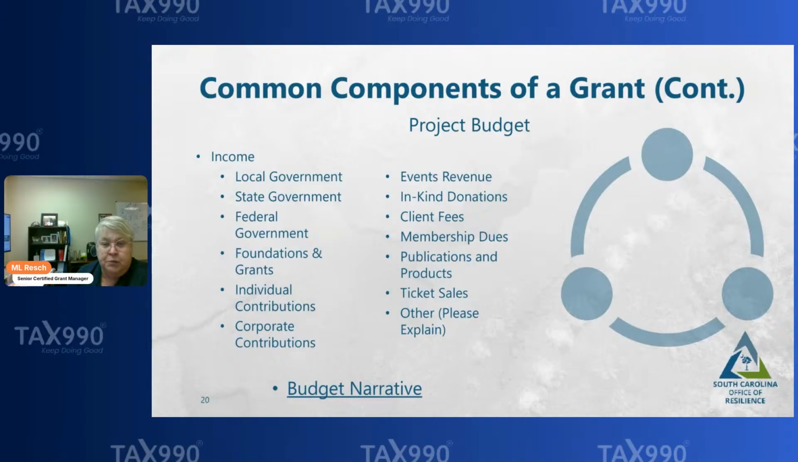Publications and products. Do you produce, say, the local or state press association's annual press guide that they sell to the community? Ticket sales, we've talked about that. And anything else you can think of. Not everything is going to be, as I said, in your budget. But I do want you to start thinking about the kinds of things that can be in your budget. With me so far?